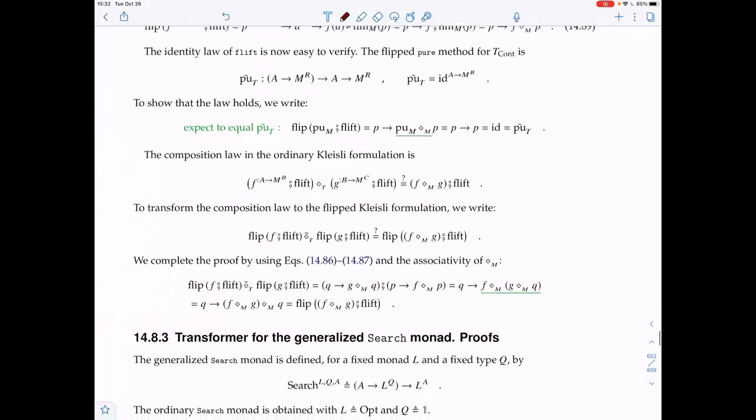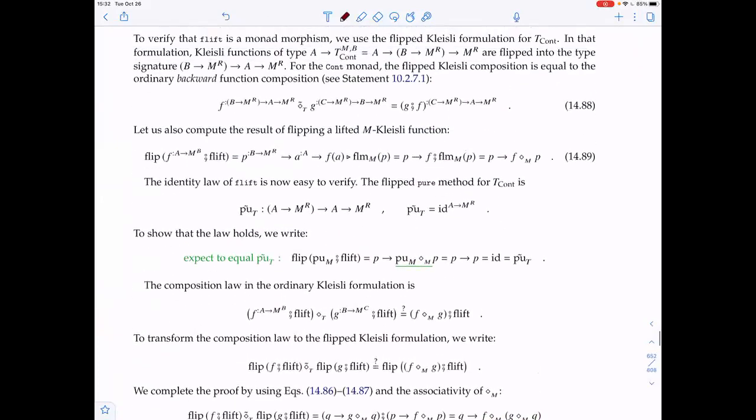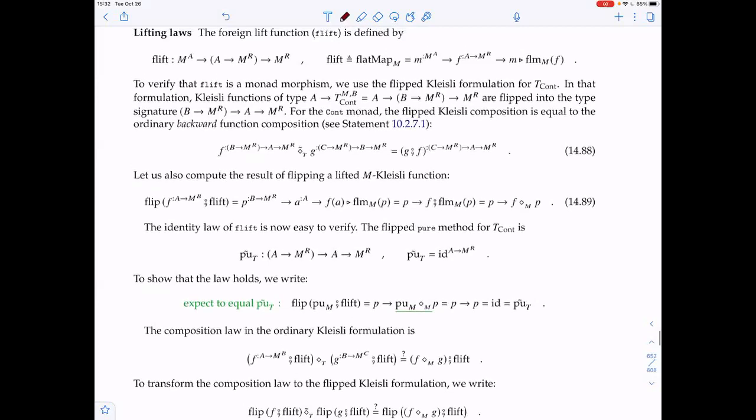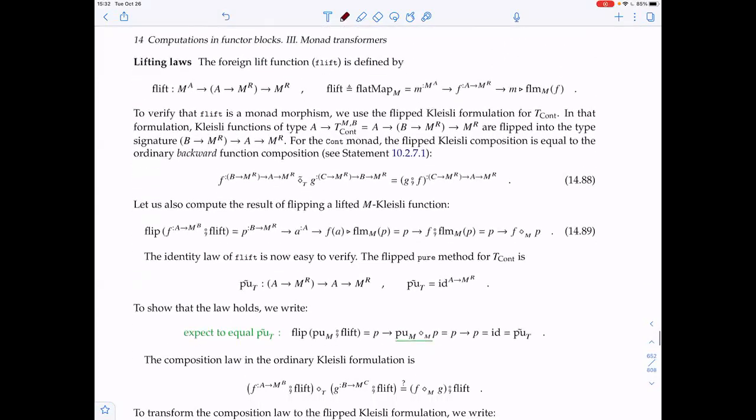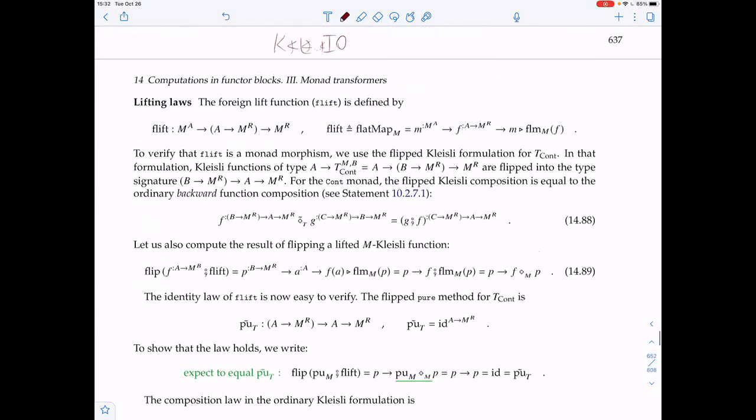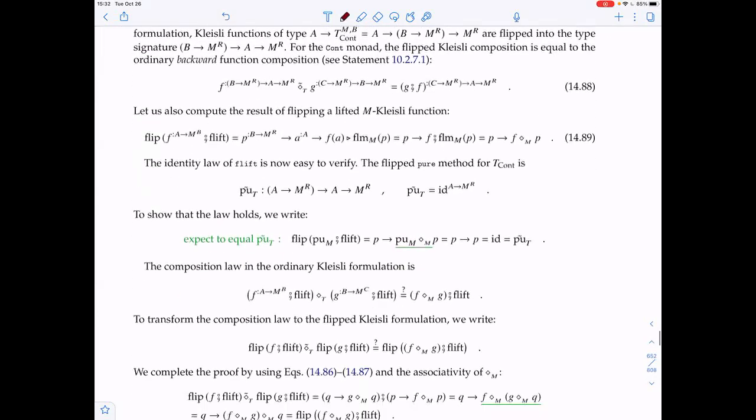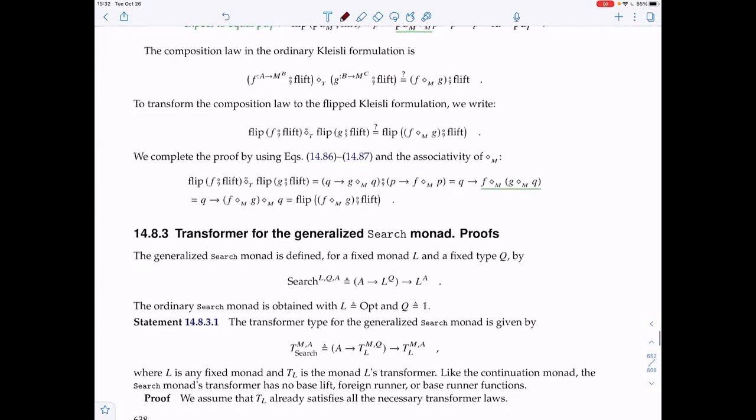So here I show what needs to be shown. There's very little that you can have with this transformer, and so there's relatively little to prove. It's relatively easy to prove for the continuation monad.